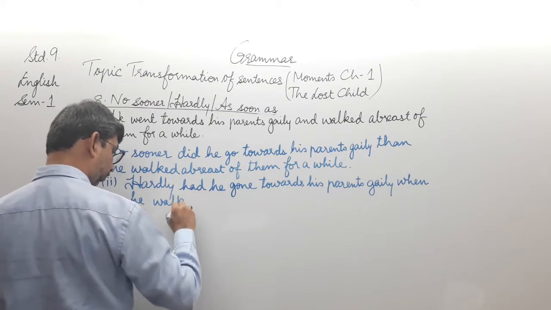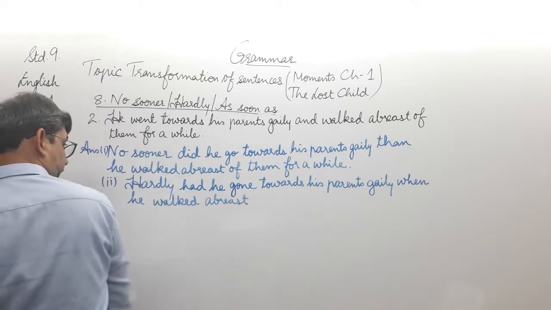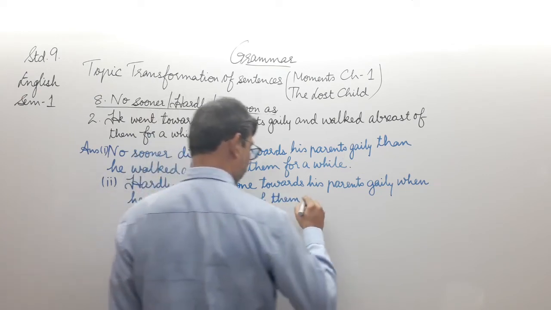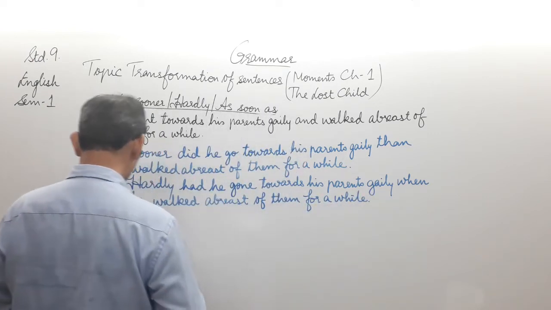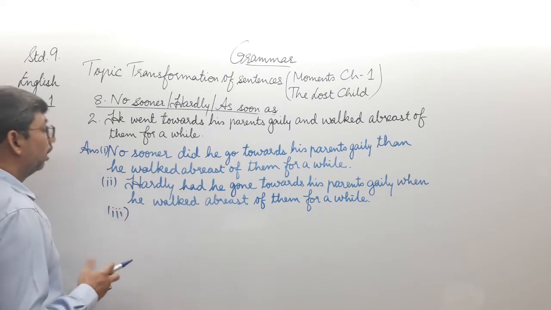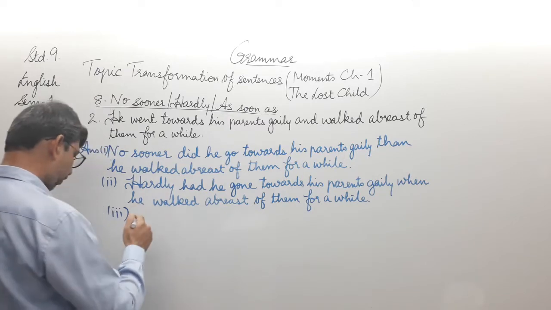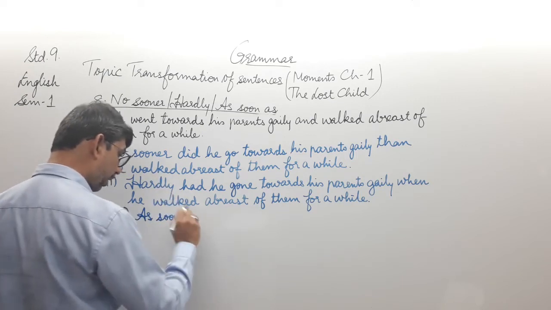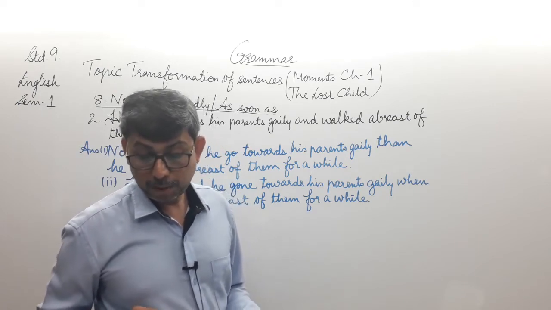walked abreast of them for a while. This is the second transformation for the same sentence. Next we are going to transform the same sentence by using as soon as, the comparative way. We don't require any connecting word over here. Remember this. We require the comma to separate the clauses. As soon as he went towards his parents, note it down.